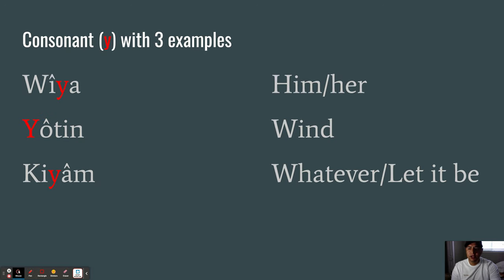Consonant Y with 3 examples. Wea, wea, him or her. Yuhtin, yuhtin, which is the wind. And kiam, kiam, whatever or let it be.